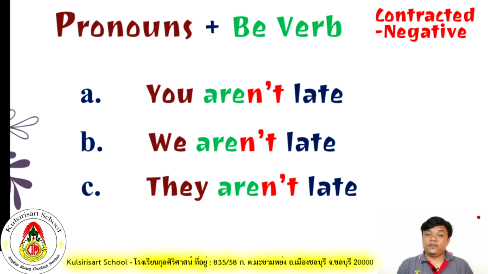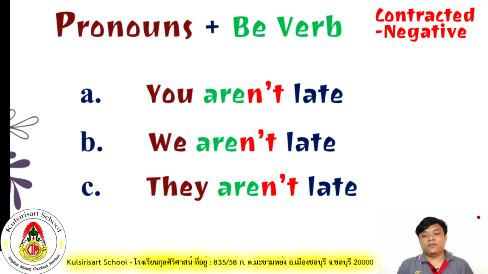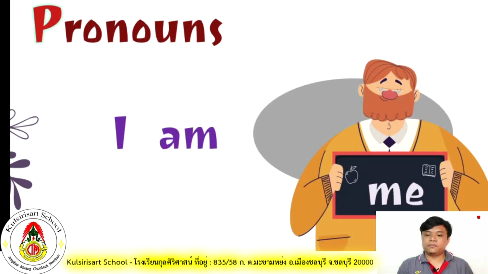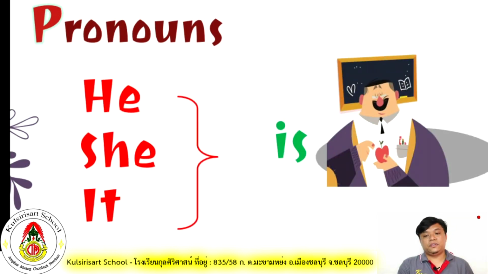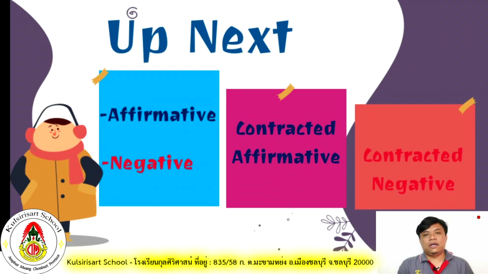And you can contract them another way: you will say you aren't, we aren't, and they aren't. Okay? These are two different contraction forms of the verb to be. You can contract them with the pronoun, or you can contract them with the negative word not. Okay, I am, he, she, and it uses is, and you, we, and they uses are. Okay? Up next, we will study about the affirmative and negative form.